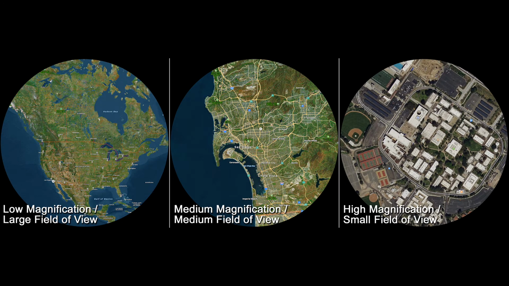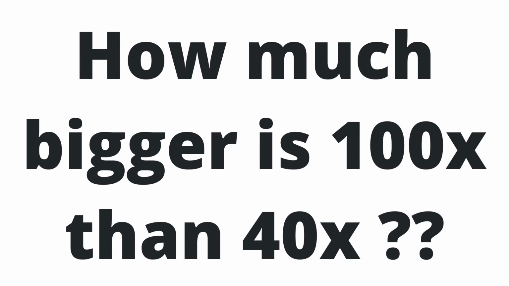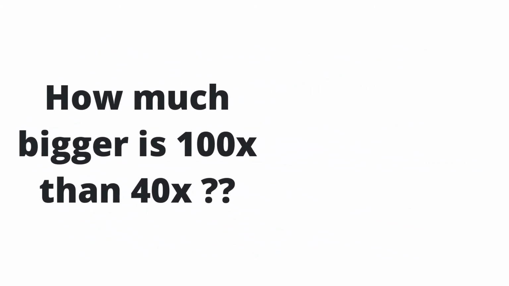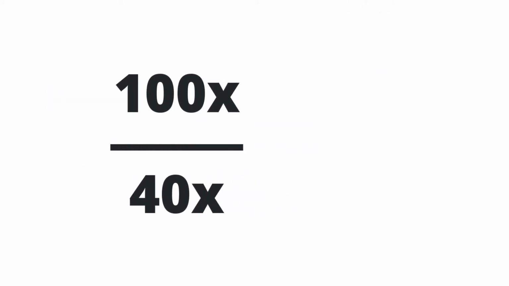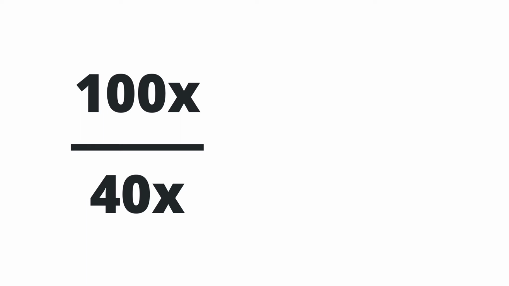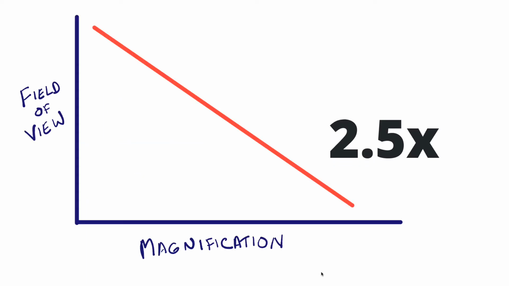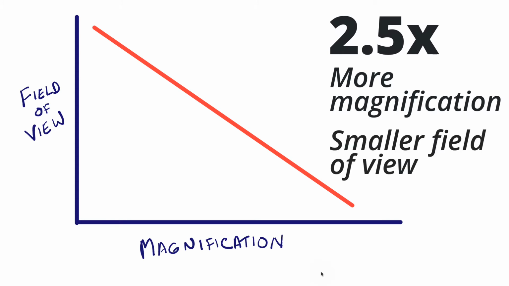And we can kind of think of these 3 views in terms of the 3 magnification levels we'll be looking at under the microscope. So to figure this out, the question really is, how much bigger is 100x than 40x? Mathematically, what we're really saying is 100x divided by 40x, which you can easily calculate, is 2.5. 100x is 2.5 times higher magnification and therefore has 2.5 times smaller field of view.